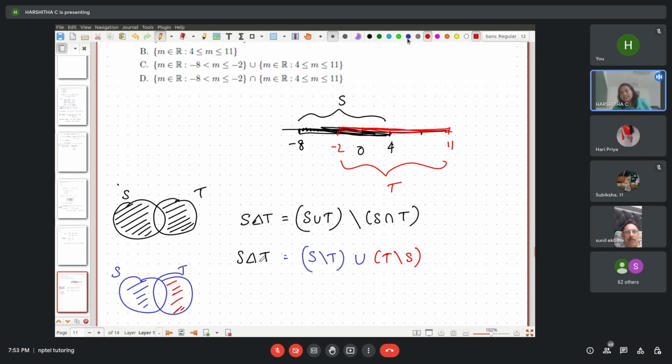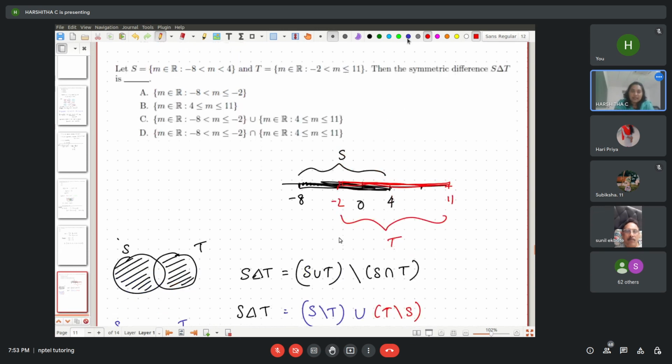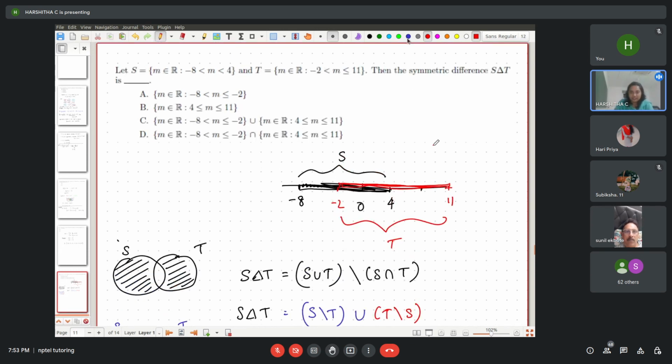Depending on the question or the context, you can choose which of these two definitions you would like to use. But I hope it is clear that these two are the same object that we are talking about. Okay, so let's go back to our question. Pictorially we have that S is this set, the interval marked in black, and T is this part which is marked in red.